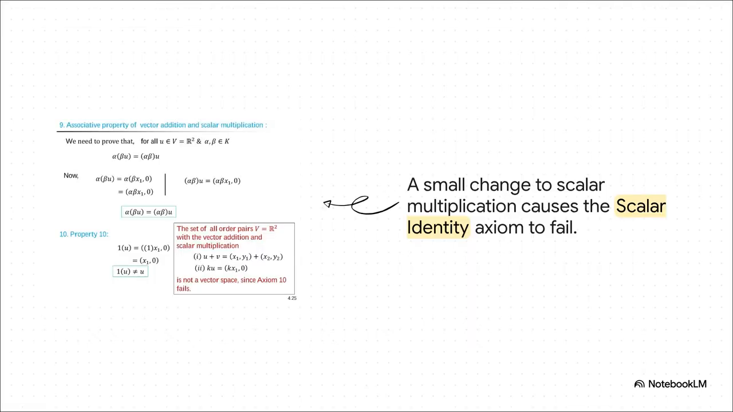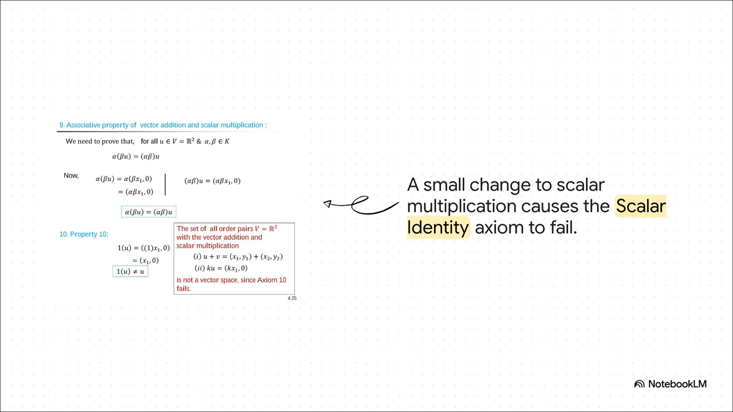So let's zoom in on exactly why that rule on the right fails. It comes down to axiom 10, the scalar identity. The rule says that multiplying a vector u by the number 1 should just give you u right back, unchanged. But with our weird new operation, 1 times (x, y) becomes (1 times x, 0), which is (x, 0).